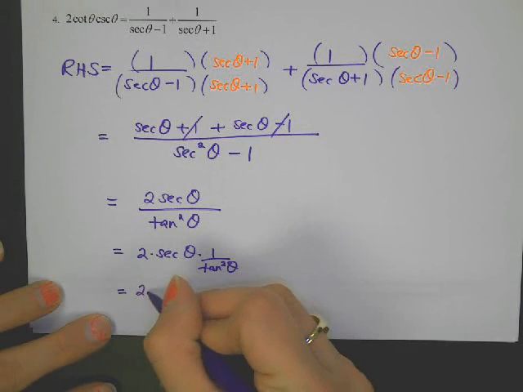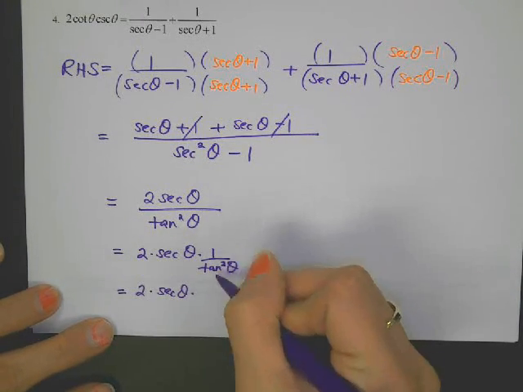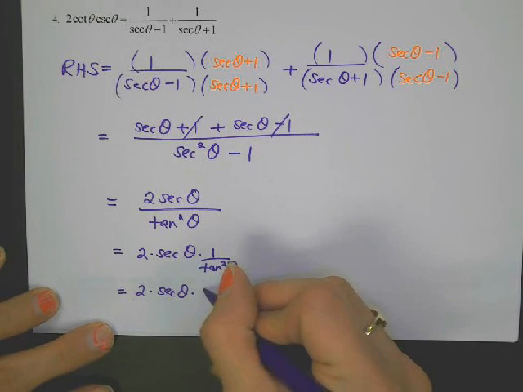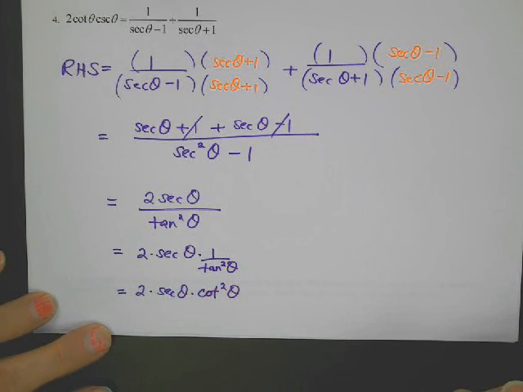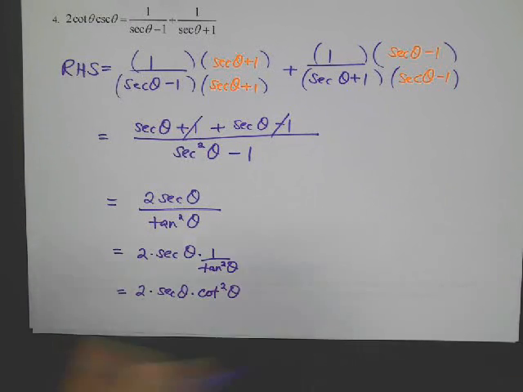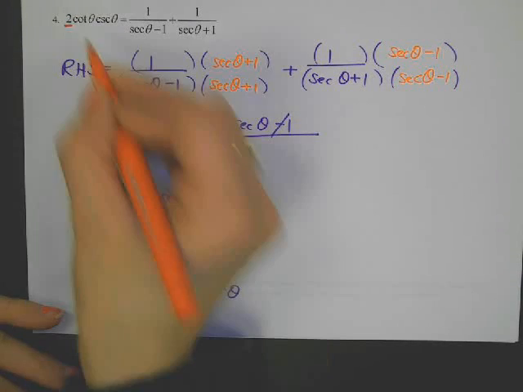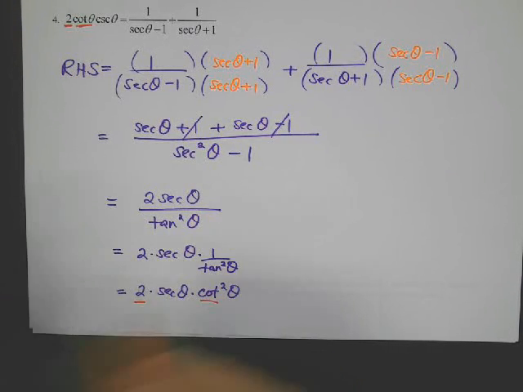Okay, so this is 2. This is secant of theta. And 1 over tangent squared, that's a reciprocal identity. That's cotangent squared. Okay, so we're getting close. Let me just use an underline here. I need a 2, and I have a 2. I need a cotangent. Well, look at that. I got 2 of them, so I need just 1 of them.